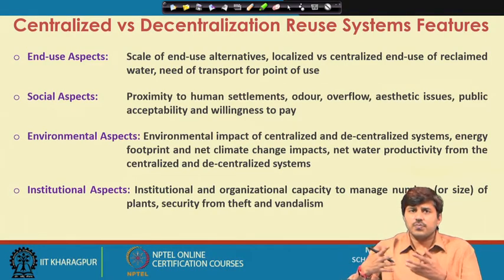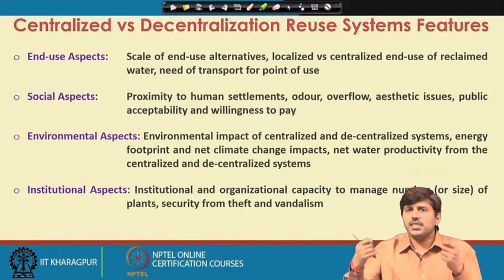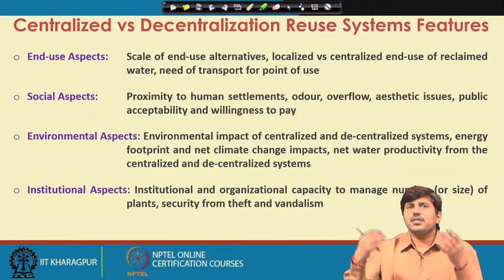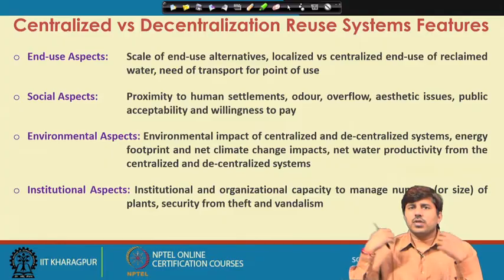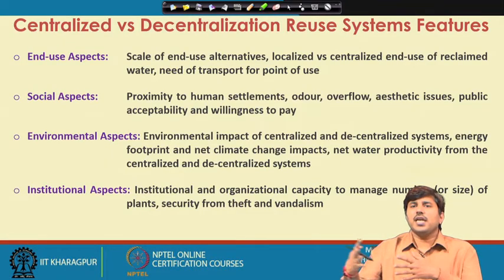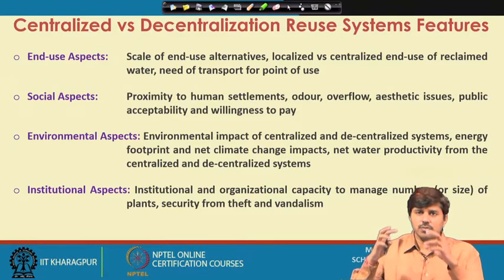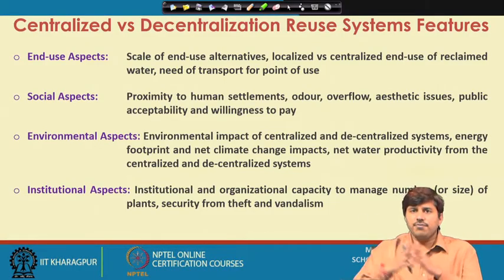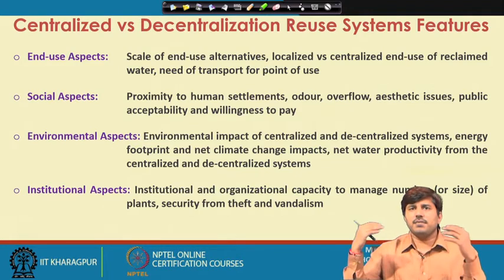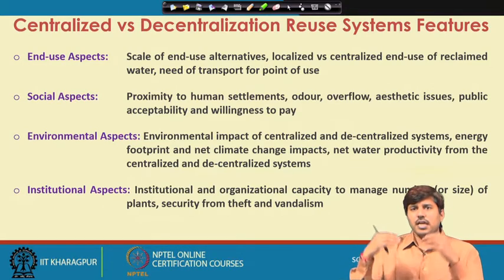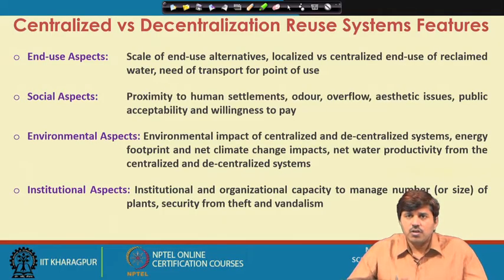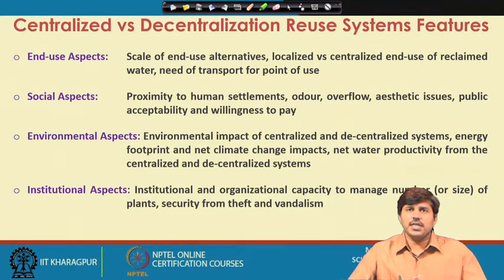Then there are environmental aspects. So, the environmental impact of centralized and decentralized systems, then the energy footprint, the net climate change impact, and the net water productivity from these systems. All of these have to be seen, and the environmentally most sustainable option can be figured out based on these criteria: their impact assessments, their energy footprints, their climate change impact assessments. All those things have to be evaluated while selecting between centralized versus decentralized systems. Then there are institutional aspects.